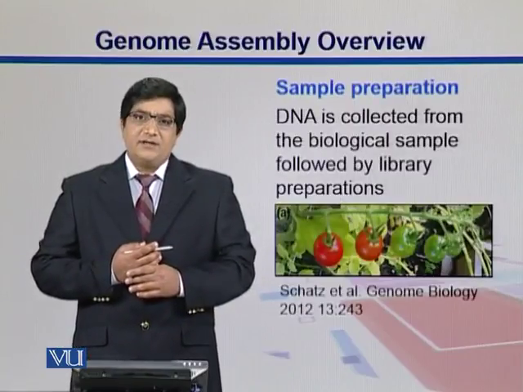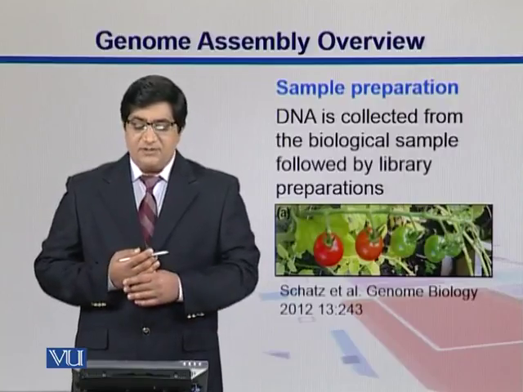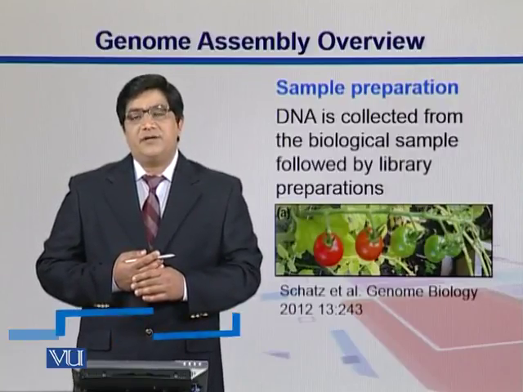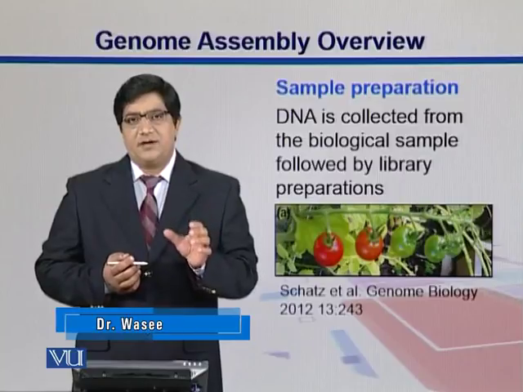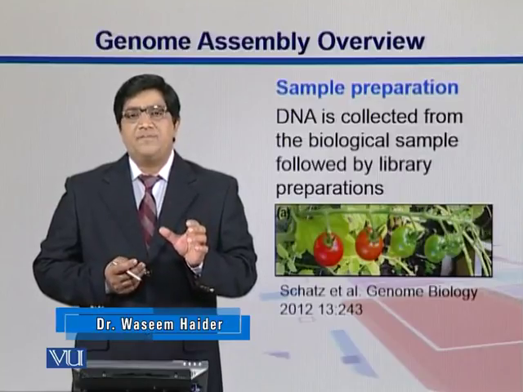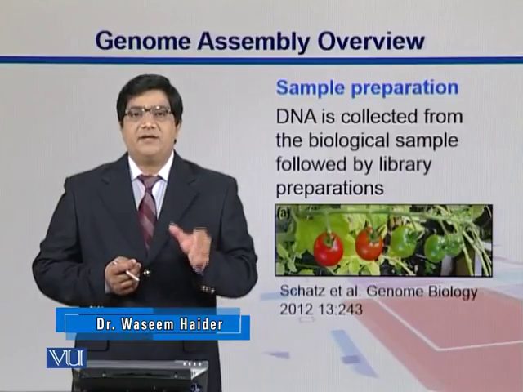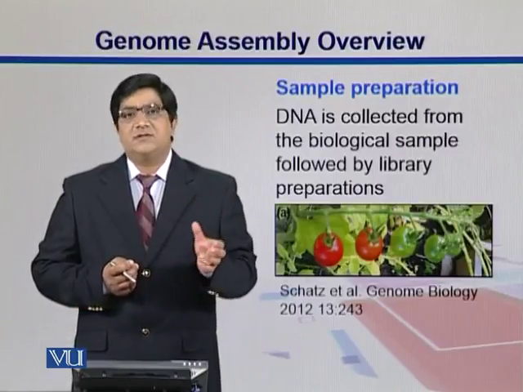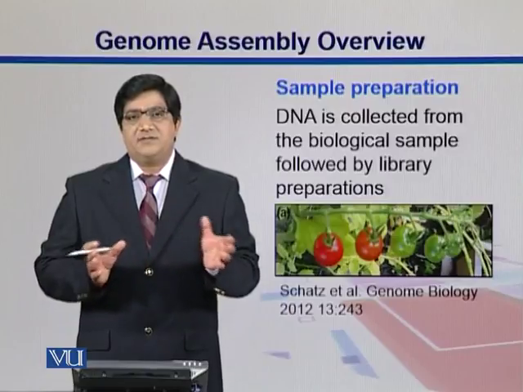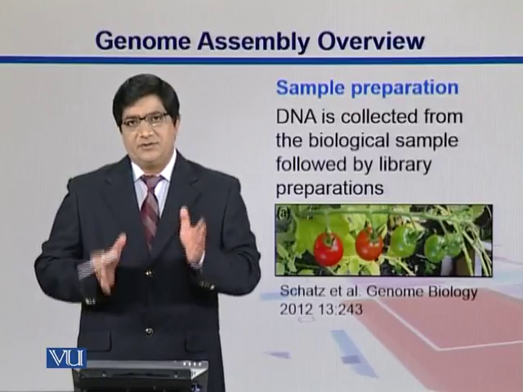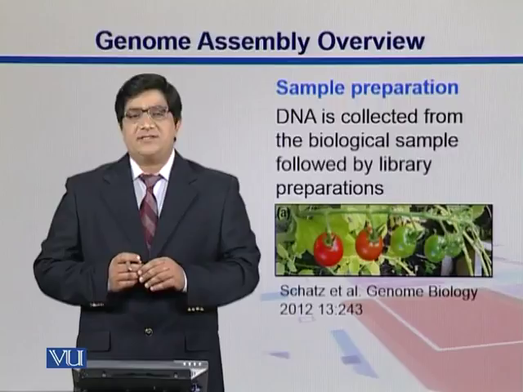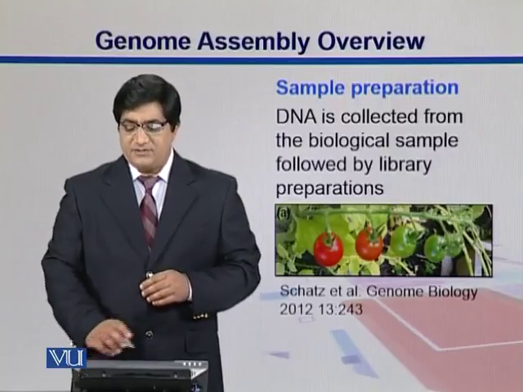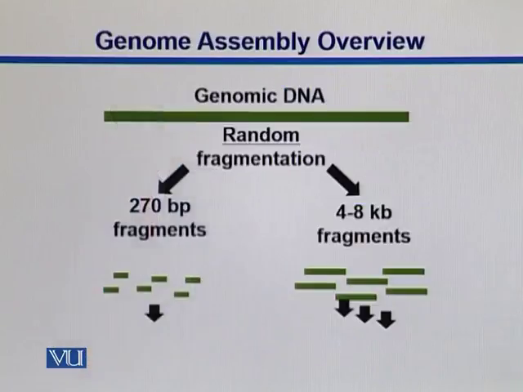So DNA is collected from the biological samples, which are then followed by library preps. Remember, guys, we talked about library preps. So we take those fragments, we break them, we add adapters, and we then have some quality controls. For example, if the sequencer is giving you 100 base pair reads, your fragments should be more or less equivalent to that length. So those kinds of things are there in sample preparation. Here is an overview of this sample preparation.